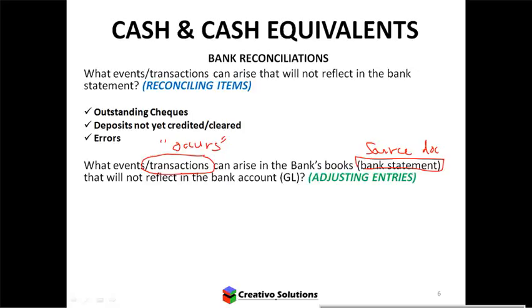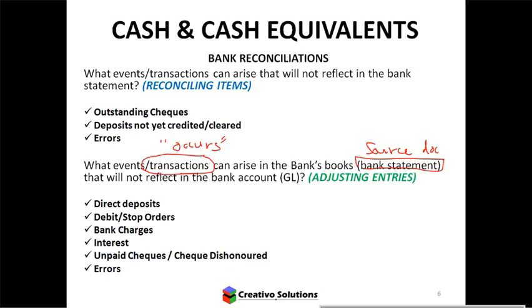Right, something else. What else? You said interest. Would interest reflect in the bank's books? Yes. Why? Because they're charging you. The bank will either charge interest on your account or give you interest on your account, depending on what the balance is. What else could arise in the bank's books but not in the bank account? There's a lot more here than reconciling.